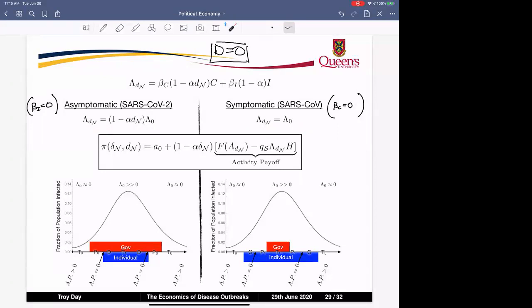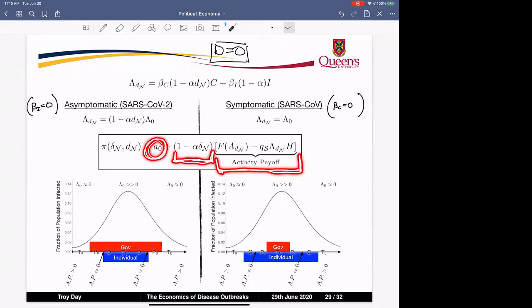And so in the box here is this instantaneous reward. I get a constant reward no matter what I do. This is my activity level, depending on what I do at that point in time. And this is my activity payoff, my payoff I get from going out.